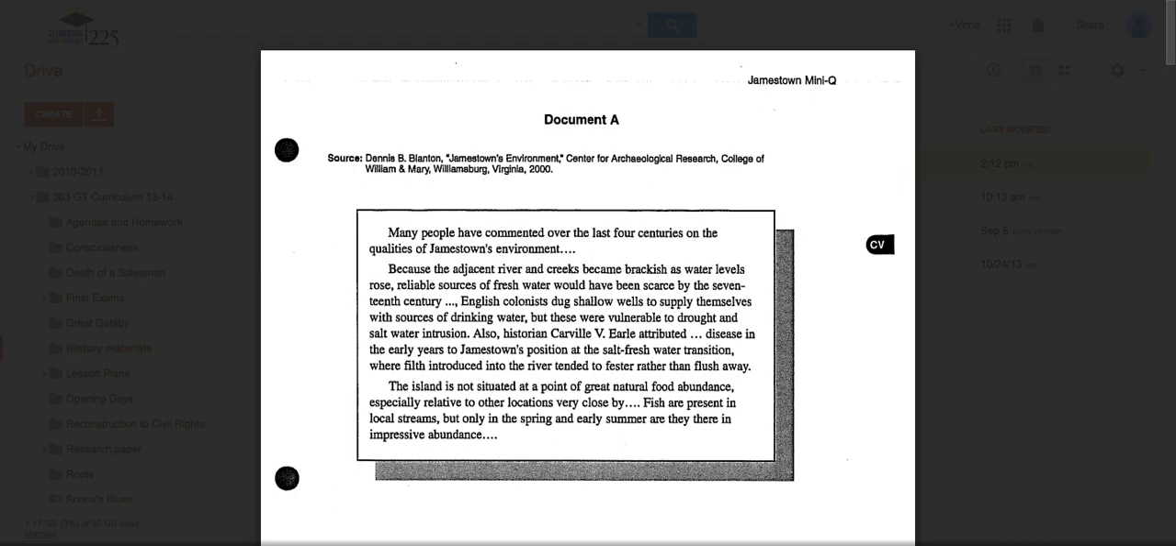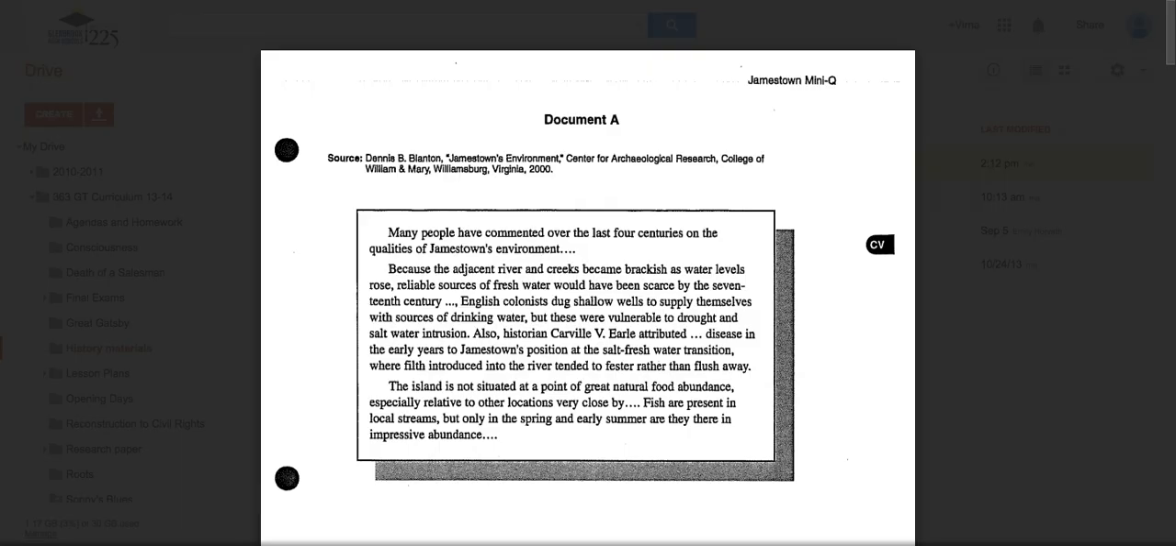So today we're going to talk about how to use documents to answer a question, and in this case, a DBQ, which is a document-based question. We're going to use a sampling of documents, not the one that we're actually going to do as a class and individuals, but a separate one called Why Did So Many Colonists Die at Jamestown?